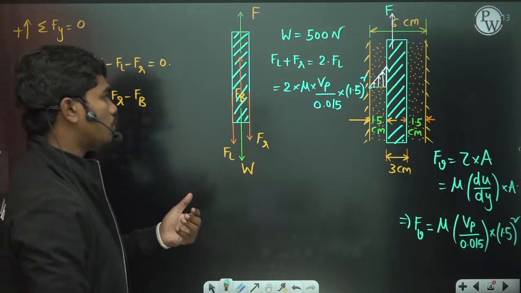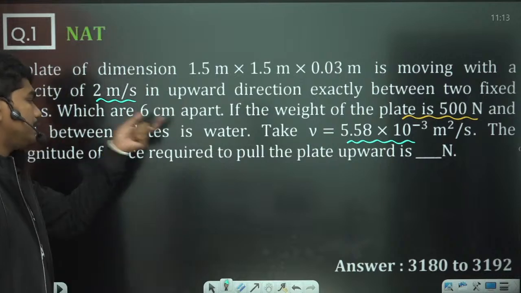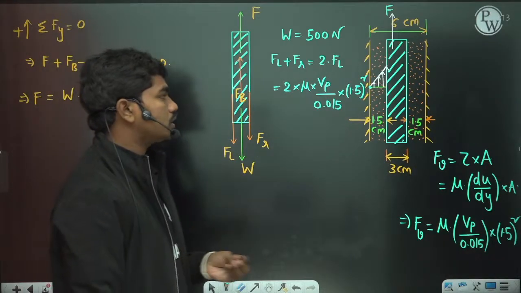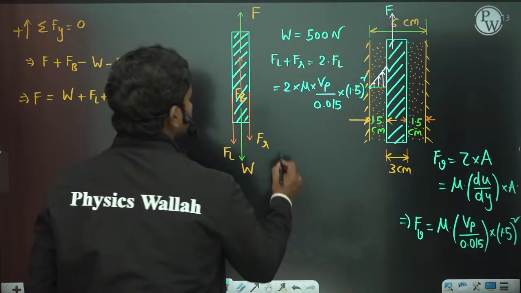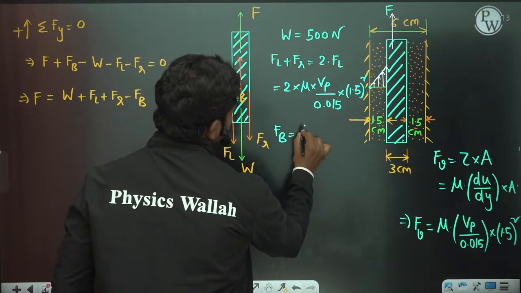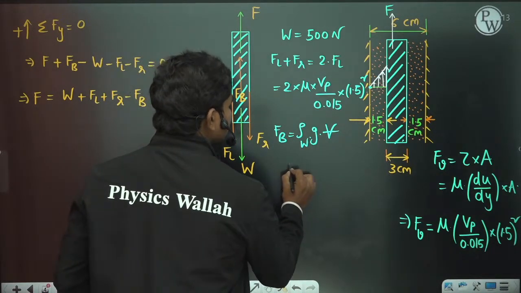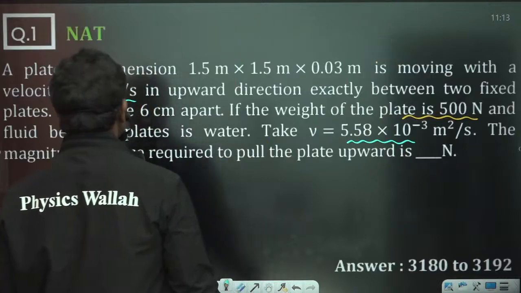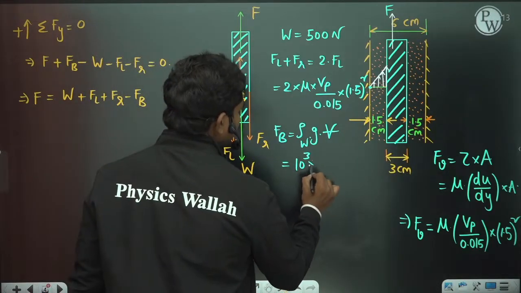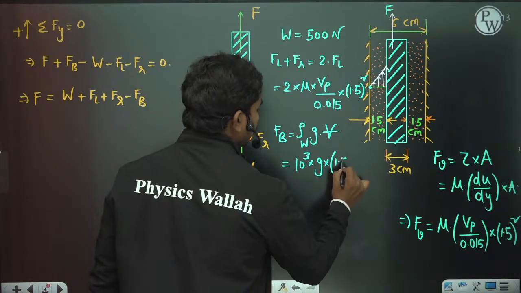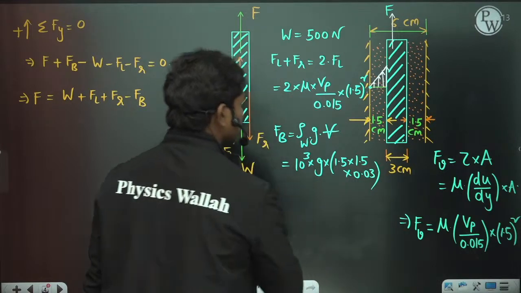Now what is the buoyancy? What is the fluid here? The fluid between the plates is water, which means this plate is placed in water. So for the buoyancy force, FB is equal to the density of water times g times the volume of the plate. So the density gives you 10 cube. Did they give you density values? They didn't talk about the density value, so you can take 10 cube by default. G into the submerged volume, which is 1.5 times 1.5 times 3 centimeters, which is 0.03. So this is the volume.